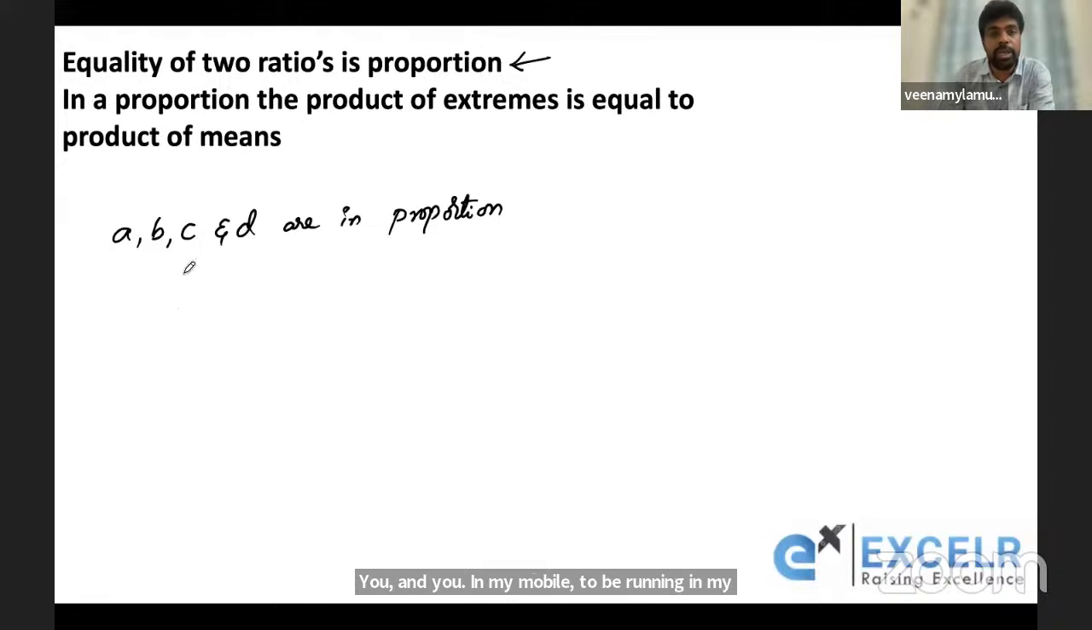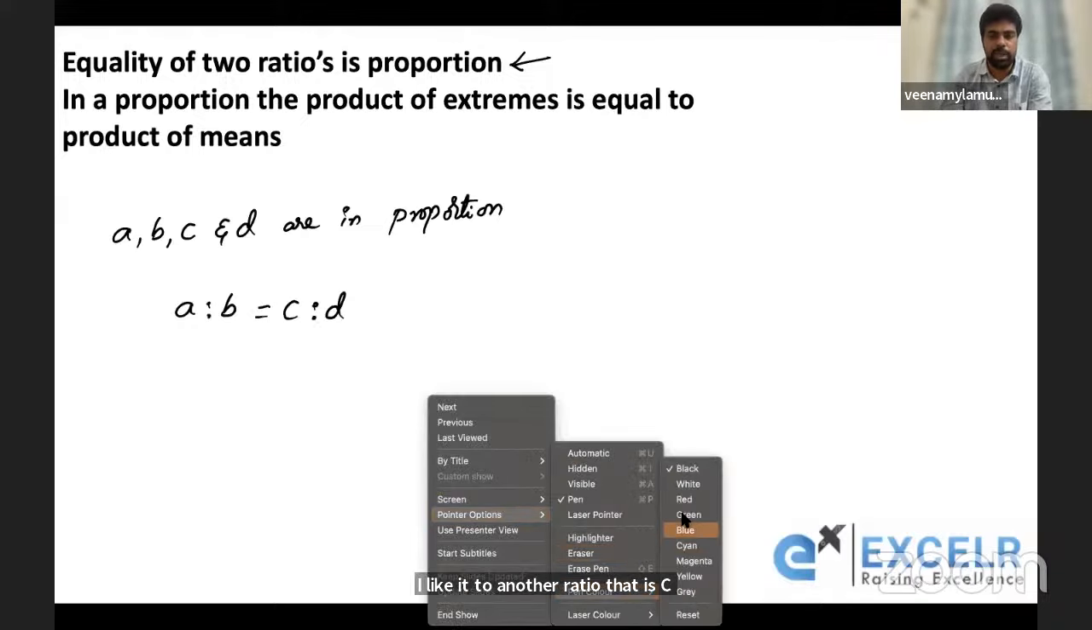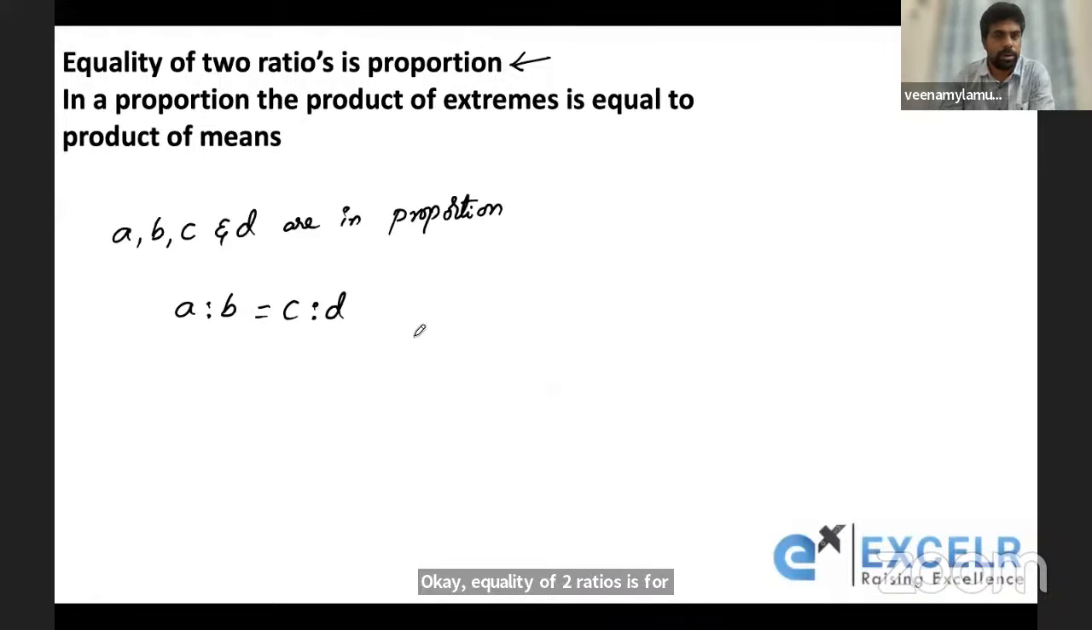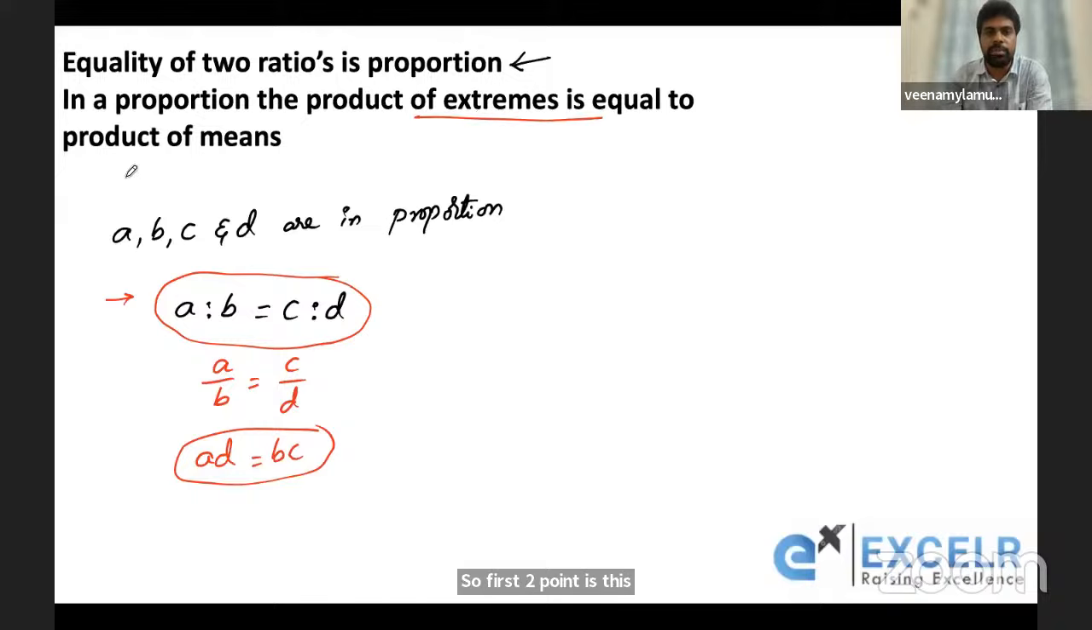So equality of two ratios is proportion. I'll take A is to B. This is one ratio. I'll equate it to another ratio, that is C is to D. From this, can I say that A by B equals C by D? Now, can I say that AD equals BC? So the first point is this one: in a proportion, the product of extremes is equal to the product of means. See here, A and D are the extremes. B and C are the means.